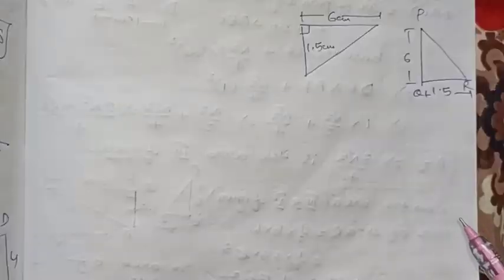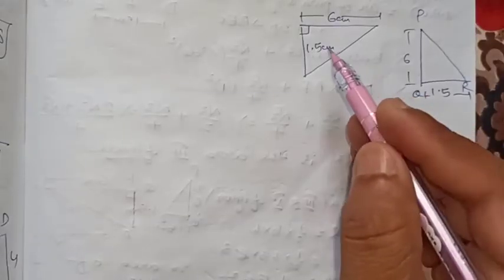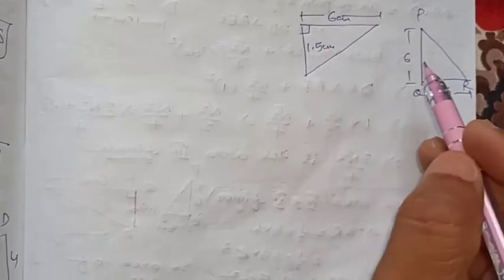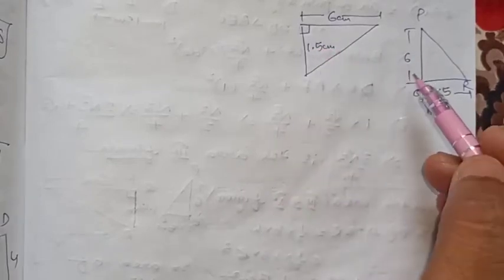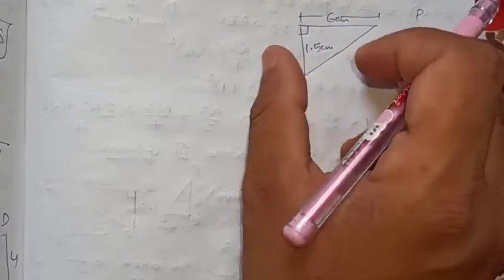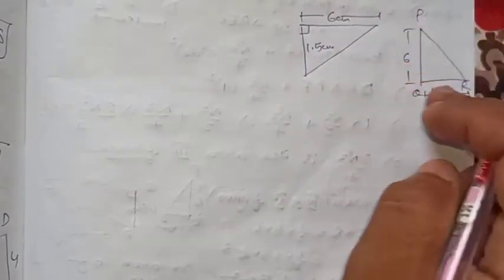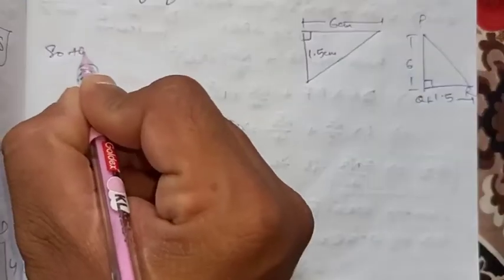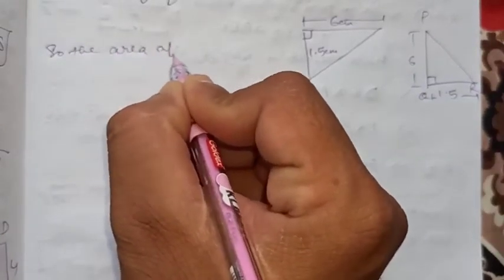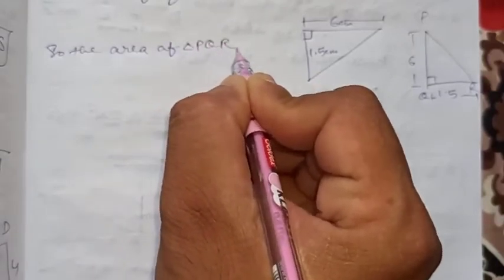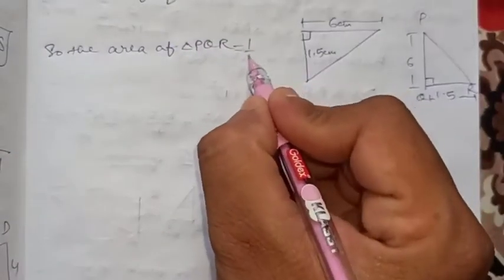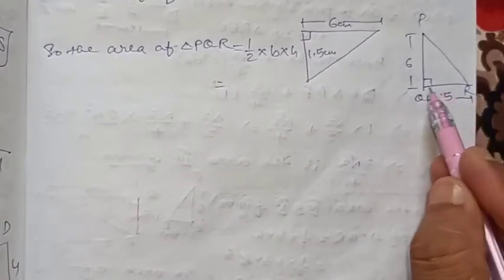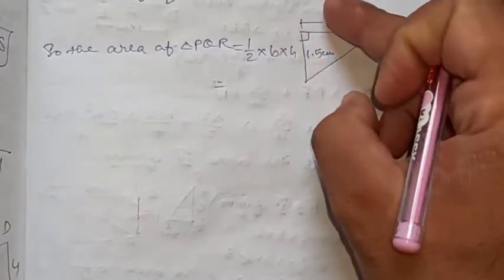The area of the fourth and fifth figure. As the fourth and fifth figure is a right angle triangle, so if one area we will find out, we will get the area of both the triangles. Okay, so if I will rotate this triangle in this way, I will get a right angle triangle. Suppose the name is PQR. So the area of triangle PQR will be half into base into height.